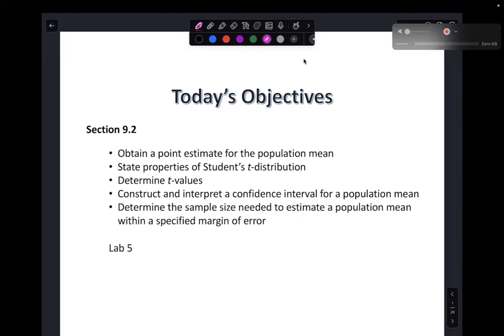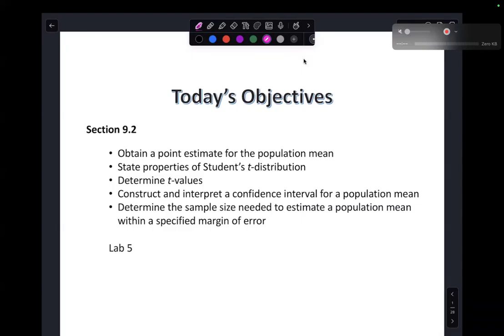We're going to be talking about population means. So the stuff that we're doing tonight corresponds with the stuff from section 8.1, so some of that is going to carry over. We're going to talk about obtaining our point estimate for population mean. We're going to look at a new distribution. We're going to look at t values.